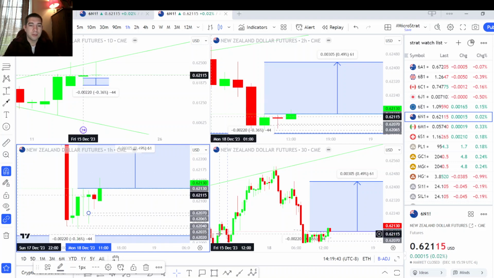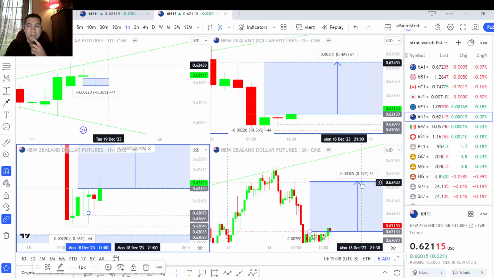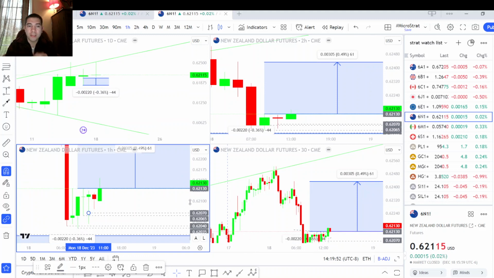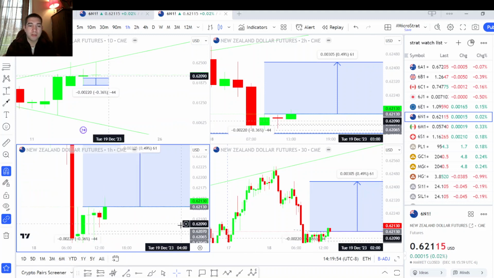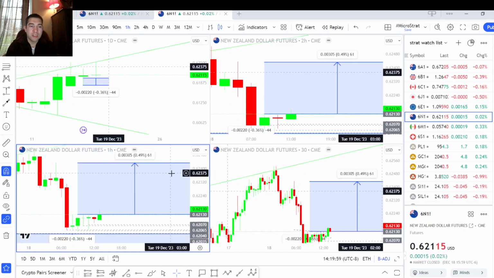62,070. And that gives us about, what is that, 30, 60. So about a 12 tick stop loss range to a 61 tick upside range.